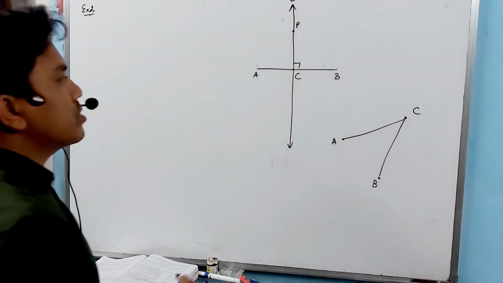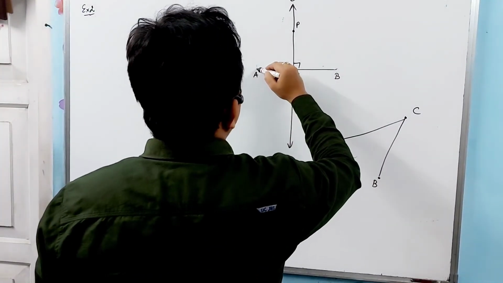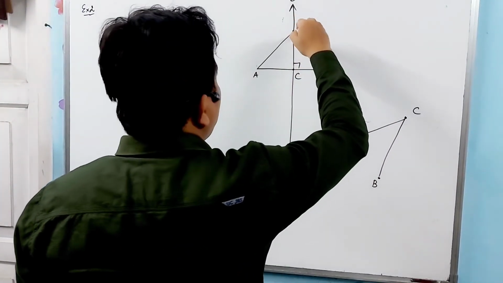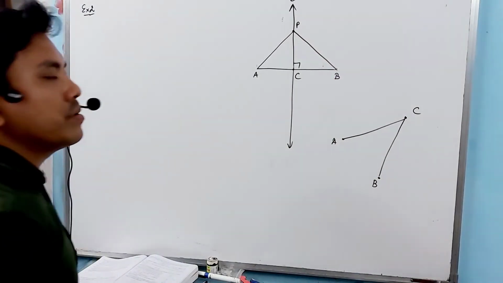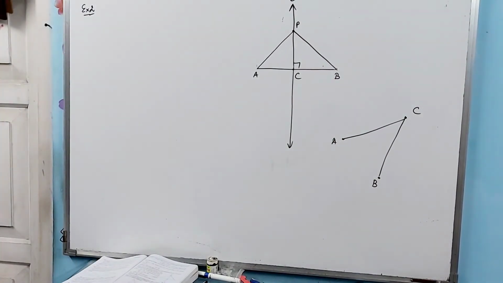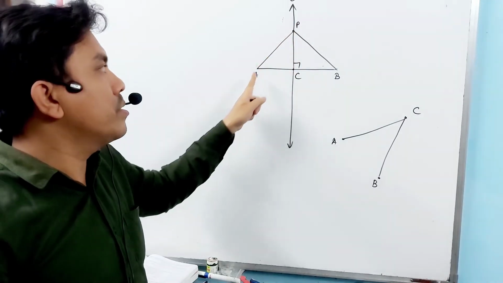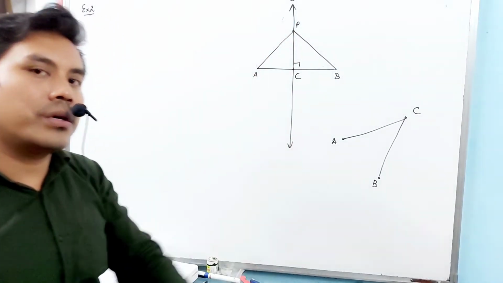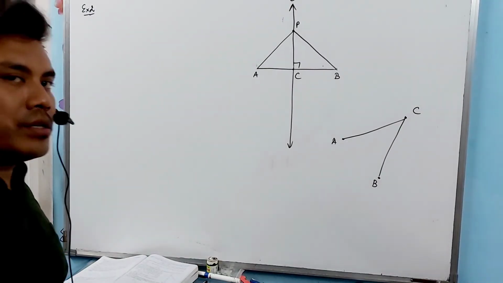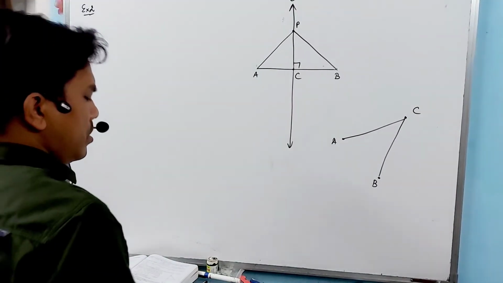Okay, so in this case also, what we have to prove? We have to prove that AP and BP are equal. If AP and BP are equal, then we can say that P will be equidistant from A as well as from B. Clear? It's very simple.